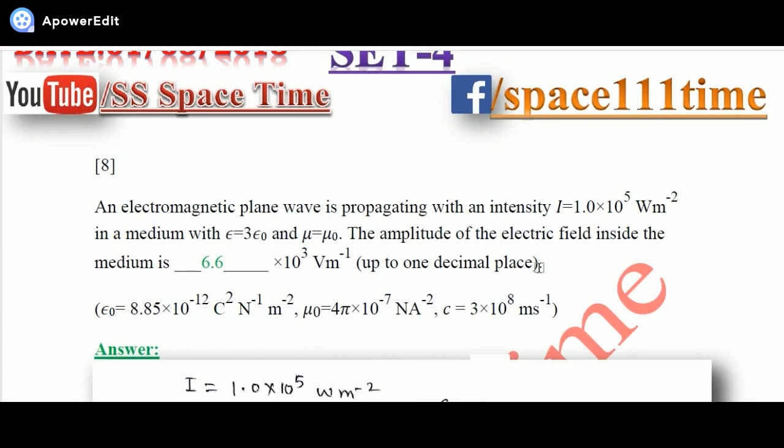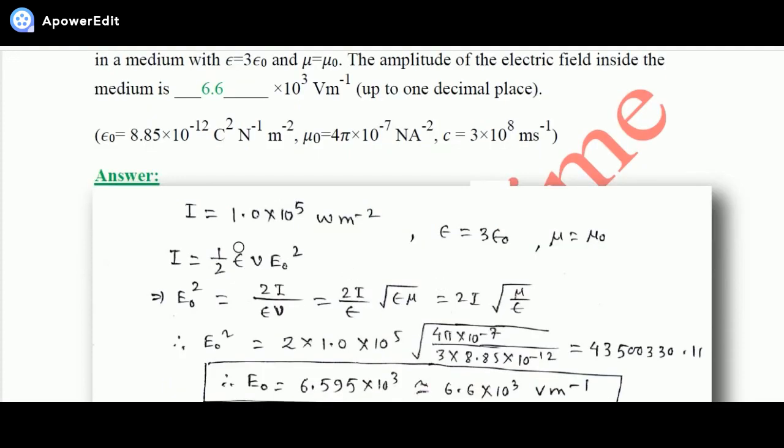So let's discuss question number 8. An electromagnetic plane wave is propagating with an intensity I equal to 1.0 × 10^5 watt per meter square in a medium with epsilon equal to 3 epsilon naught and mu equal to mu naught. The amplitude of the electric field inside the medium is... okay, so I is given.